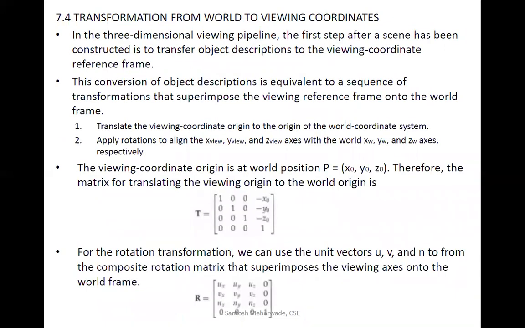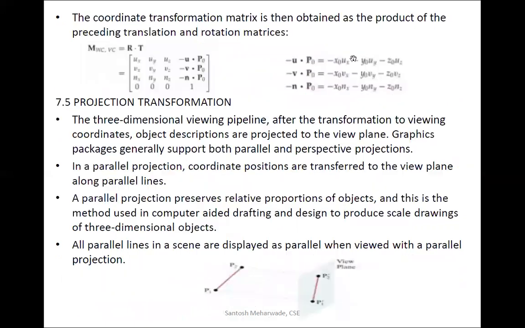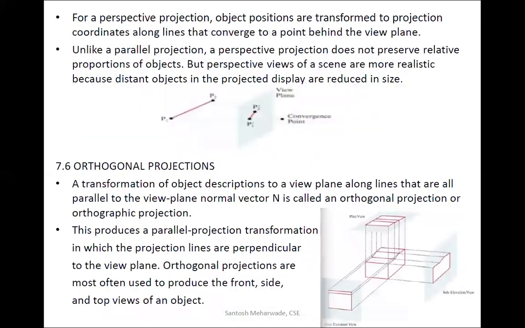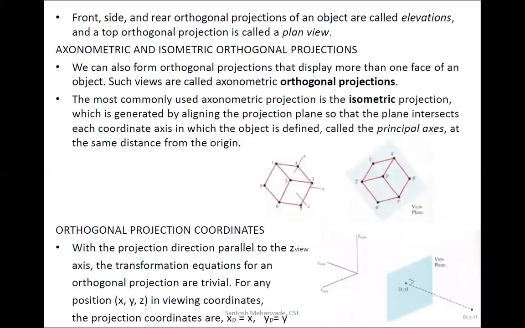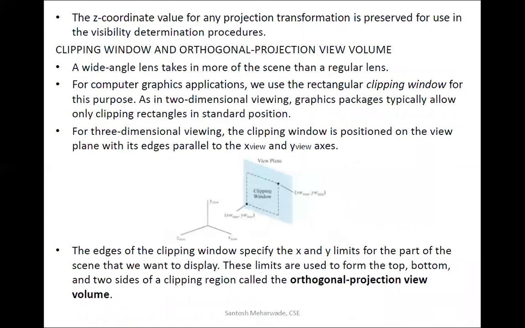So in today's class, we are going to see some of the important concepts with respect to this viewing chapter. So here, in this particular session we are going to discuss the transformation from world to viewing coordinates, projection transformations, orthogonal projections, and within that we will see some types of orthogonal projections. Those are axonometric and isometric projections. With the help of figures, we are going to see those things.